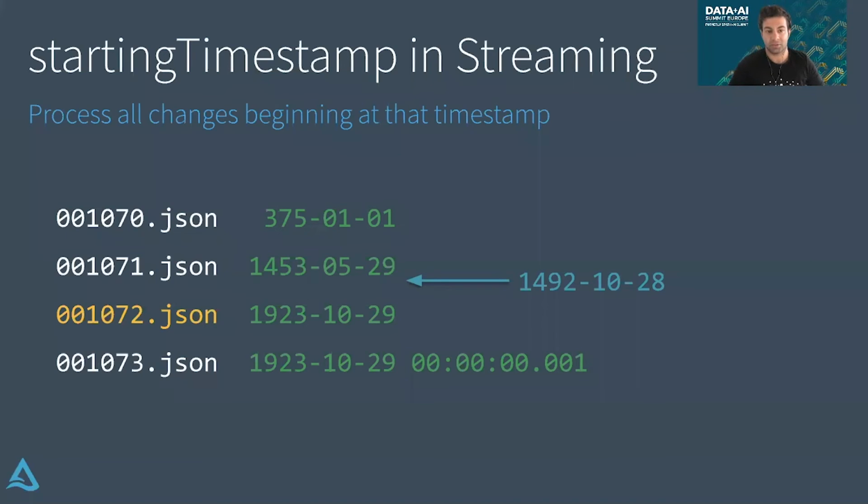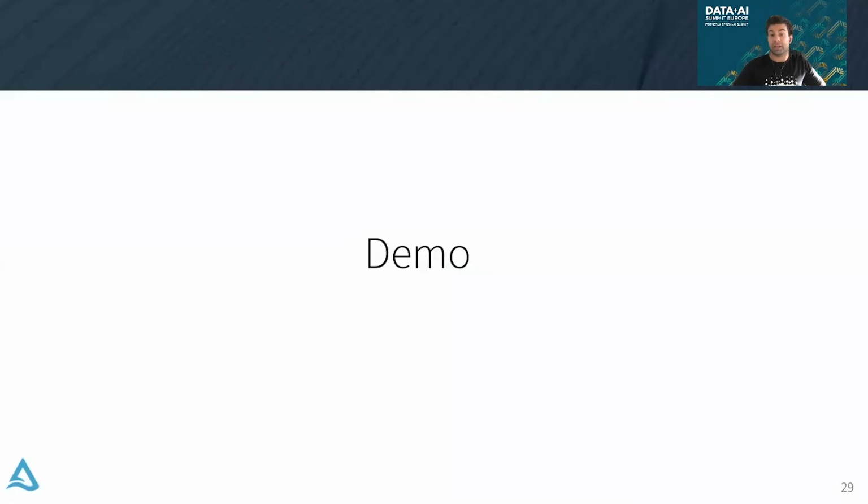So in time travel, you remember, if you provided a timestamp of 1492, we would actually return the state at 1071. But with your stream, we're giving you the changes after 1492. Therefore, we'll actually start processing your changes inclusive of 1072 going forward. So to see all of this action, I'm going to pass it over to Denny to give you a demo.